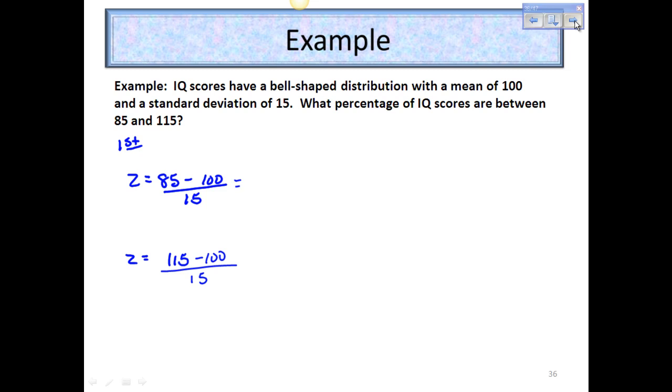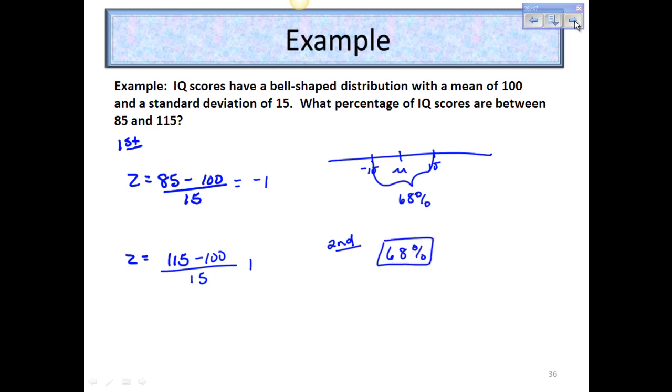So, for the first one, we get a negative 1, and for the second one, we get 1. That means if our mean is in the center, we're at negative 1 sigma and positive 1 sigma. And between one standard deviation above and below the mean, there's 68% according to the empirical rule. Therefore, our last step is to say what percentage of IQ scores are between 85 and 115, and that is 68%.